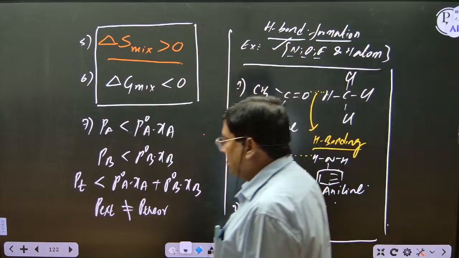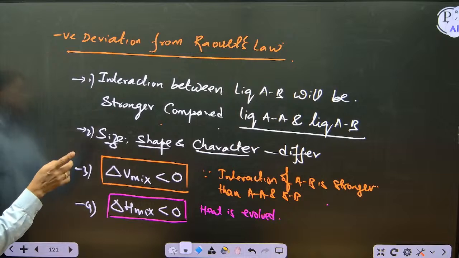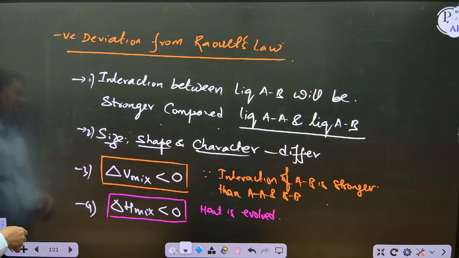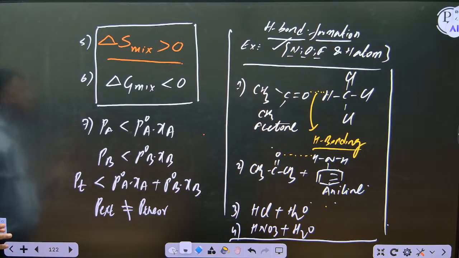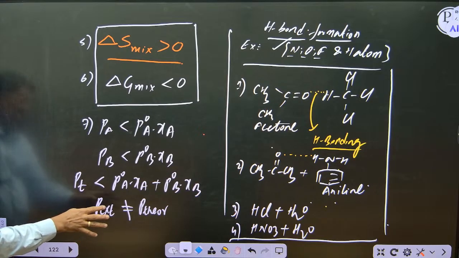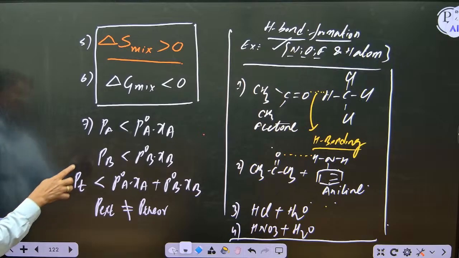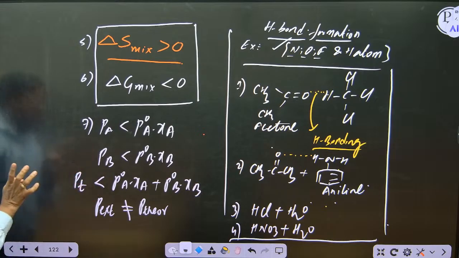Now I share with you the summary of negative deviation. Interaction of AB will be stronger compared to AA liquid and BB liquid. Size and shape should differ. Volume change of mixing will be 0. Enthalpy change of mixing will be 0. Entropy change of mixing should be greater than 0. Gibbs free energy should be less than 0. And experimental vapor pressure is not equal to theoretical. That means partial pressure of A will be less than Raoult and partial pressure of B will be less than Raoult, and P total is also less than Raoult's law.